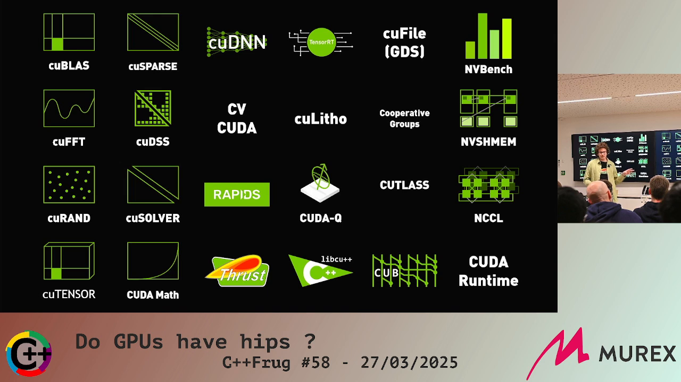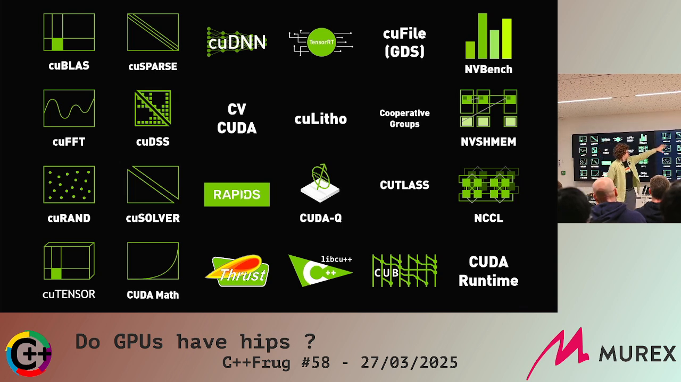So before you write any CUDA C++ code, you should first check if there is a library that will work for your particular use case. And if there is, then you should try it out and benchmark it. And if it delivers the performance that you need, then you should just use it and not try to reinvent the wheel. So we have a couple different categories of libraries.